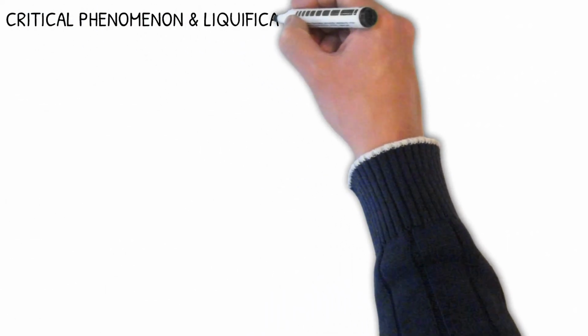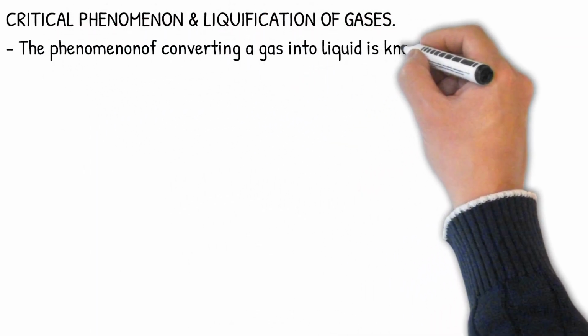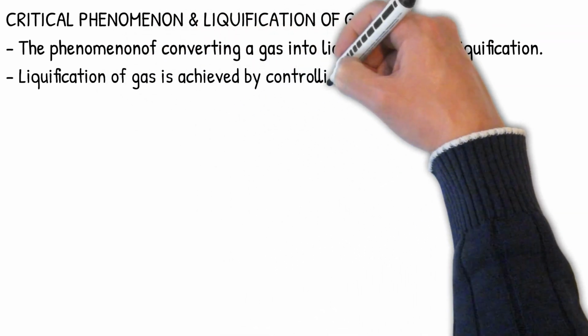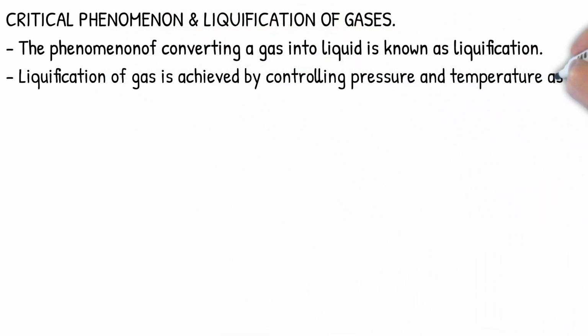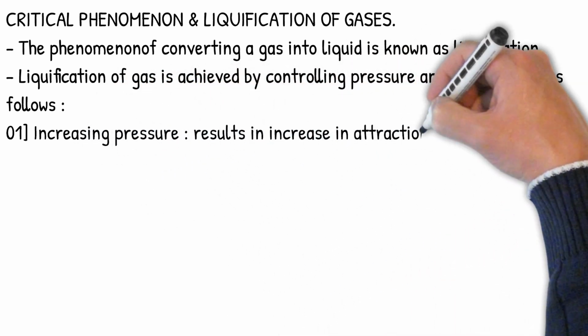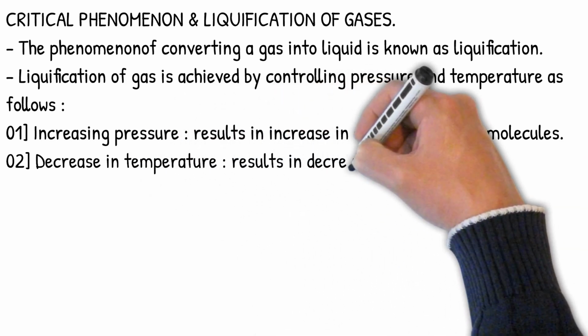Critical phenomena and liquefaction of gases. The phenomenon of converting a gas into liquid is known as liquefaction. Liquefaction of a gas is achieved by controlling pressure and temperature as follows. Number 1. Increased pressure results in increased attraction among molecules. Number 2. Decrease in temperature results in decrease in kinetic energy of the molecules.